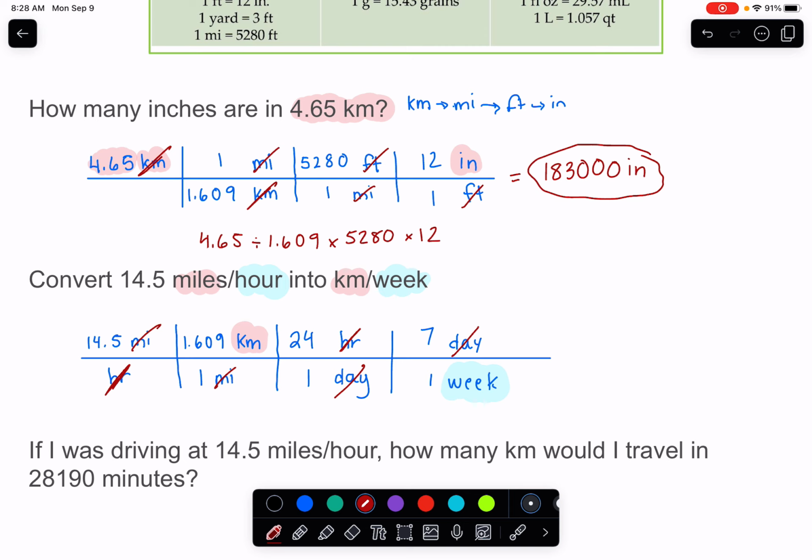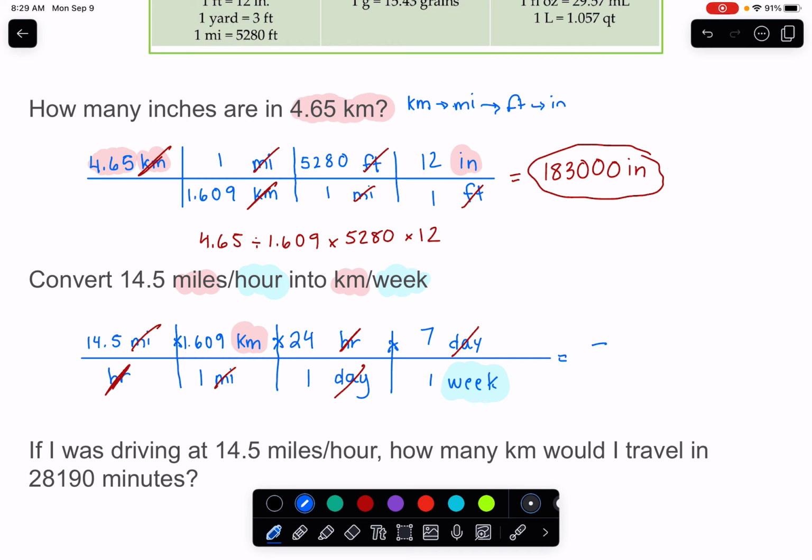14.5 times 1.609, because that's on top, times 24, because it's on top, and then times 7, because it's on top. This one is just going to be multiplication across the board because I didn't really have any numbers in the bottom.